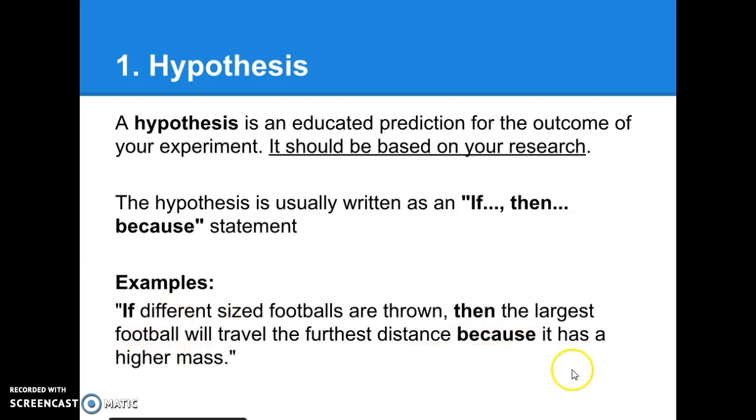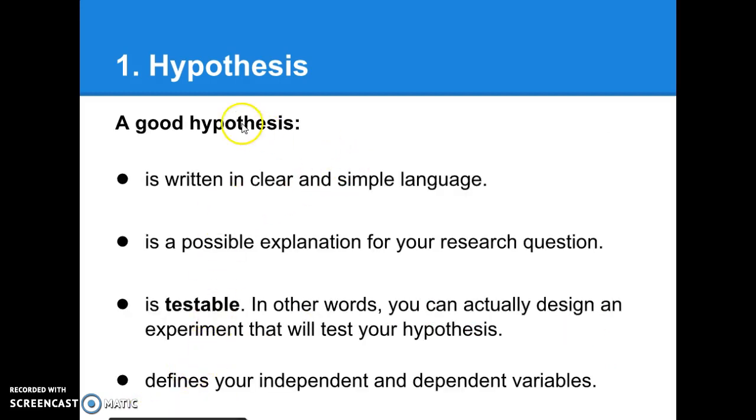So the if, then, because statement is your hypothesis. If I do this, then this will happen because this is why I think so. Okay? When you write that if, then, because statement, you want to make sure that you use clear, simple language. It should be an explanation, and it has to be testable. Okay, if you can't test a hypothesis, then there's no point in writing one. You want to make sure that you choose one that you can design an experiment around. And that hypothesis is also going to define what your independent and dependent variables are.